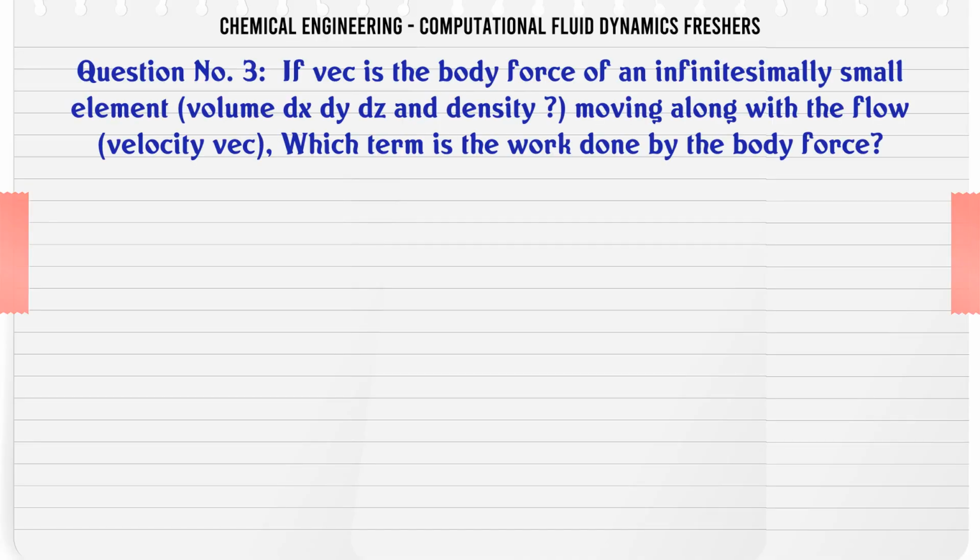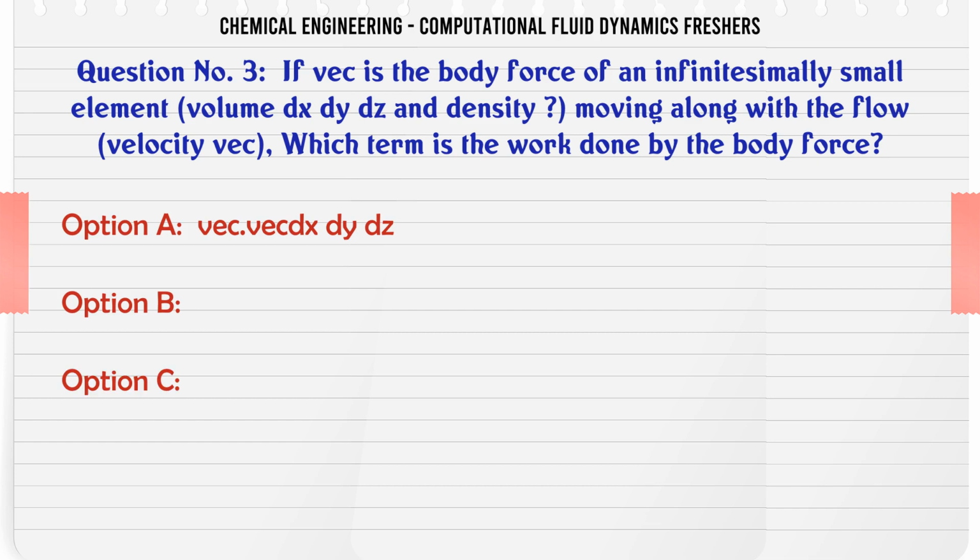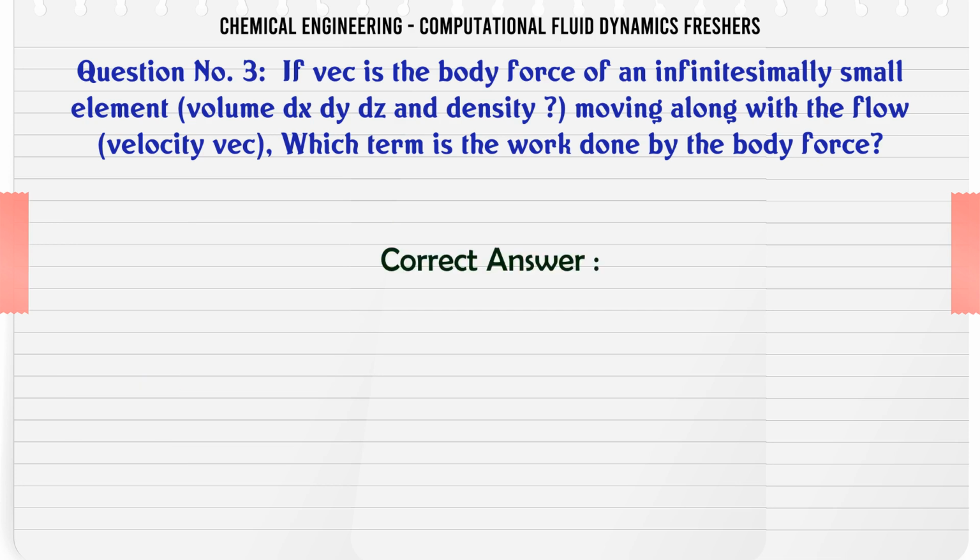If f is the body force of an infinitesimally small element volume dx dy dz and density moving along with the flow velocity v, which term is the work done by the body force? A: f·v dx dy dz. B: ρf·v. C: ρf·v dx dy dz. D: ρf dx dy dz. The correct answer is ρf·v dx dy dz.